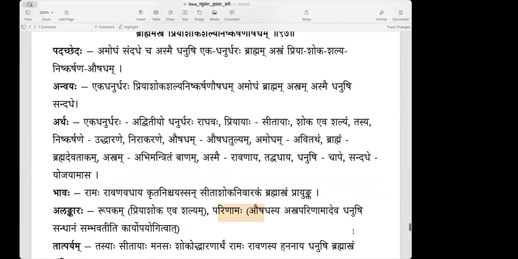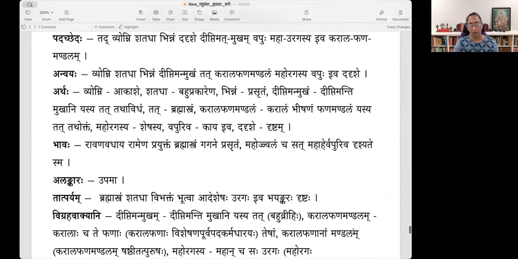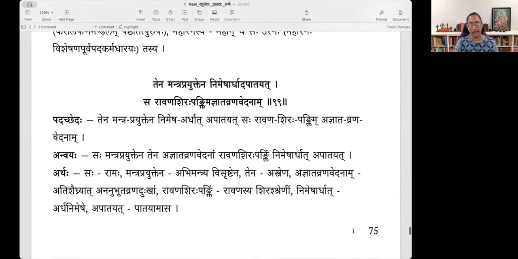Okay, yeah. We stopped with this 99th shloka. Tena mantra prayuktena nimeshardha dapatayat sa ravana shiraf panktim ajnata vrana vedana. You don't need to think too much about the alankaras right now. You will anyway be reading it in the fourth level, where when you read Kuvalyananda, a lot of things will be clearer. This is just to give you an exposure to the alankaras.